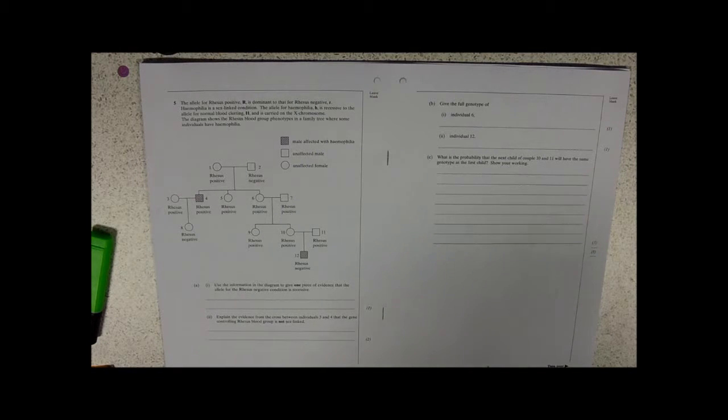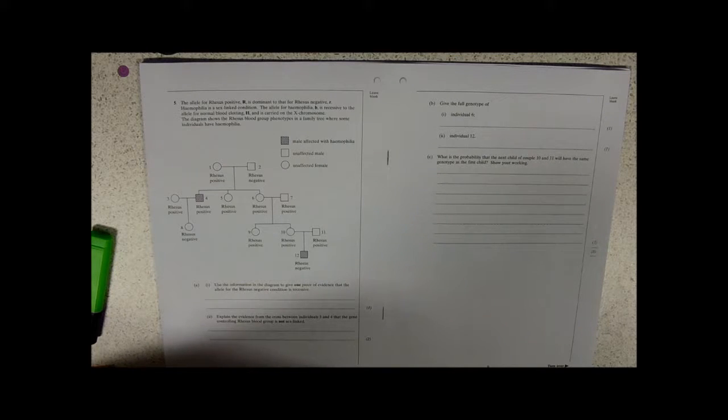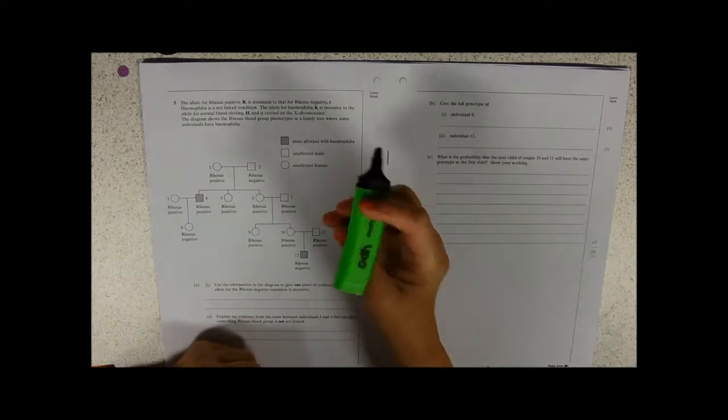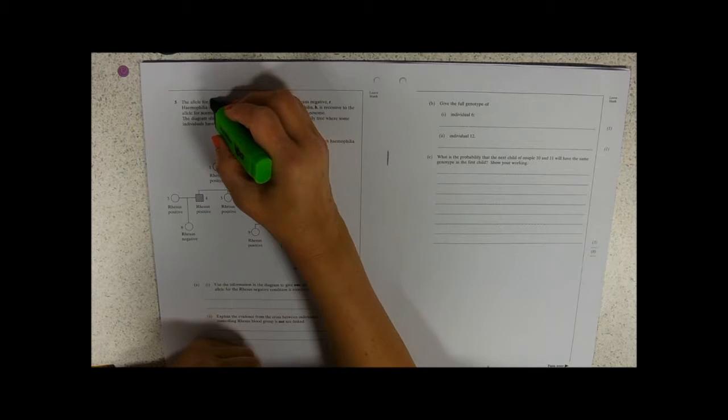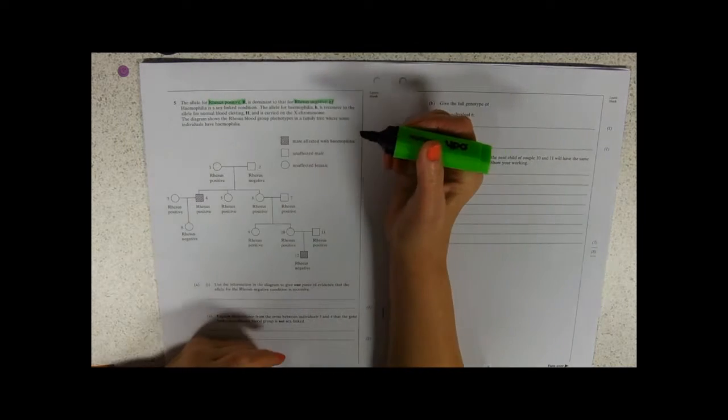Okay, so this is the most complicated family tree thing that I could find for you to follow through. I would really hope that you wouldn't get anything quite as curveball as this. So we've got two things going on here. We've got the allele for Rhesus positive dominant to that for Rhesus negative. So we've got Rhesus positive, big R, Rhesus negative, little r.